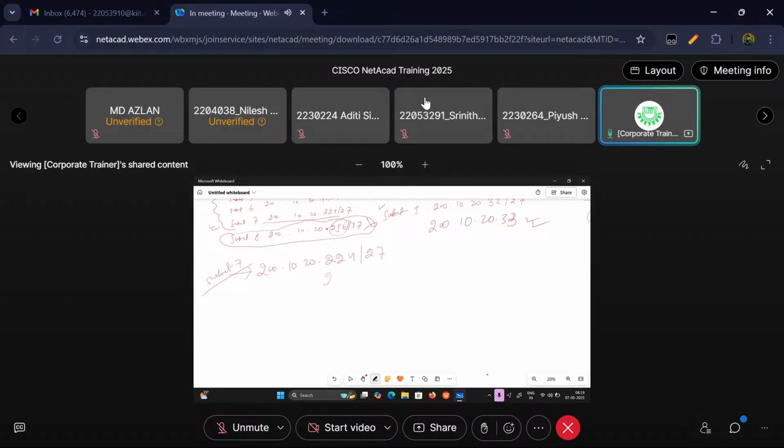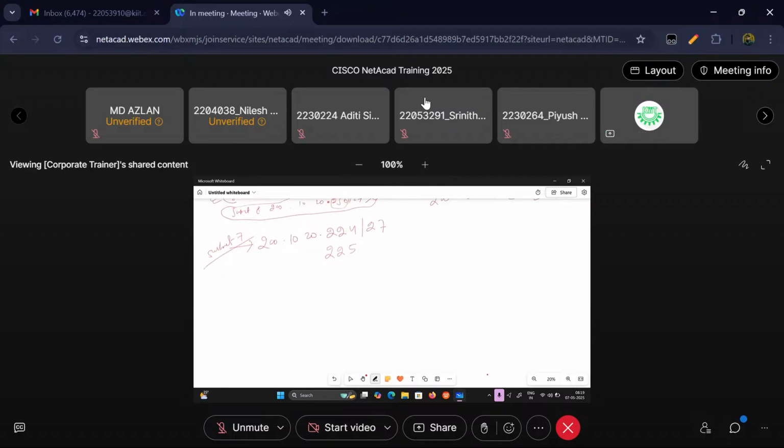My usable IPs start from 225 in subnet 7, and the values go up to 255. 255 again I cannot use, as it is for broadcasting. So whatever IP is before that is my last usable IP for the host. If anybody asks, the answer is 200.10.20.254/27. This is my last usable IP for subnet 7. This type of question may come in IP addressing, maybe in your online test.